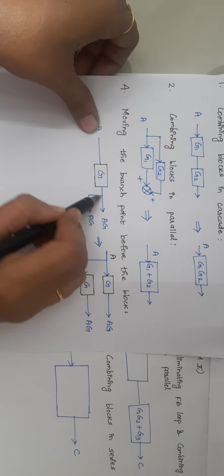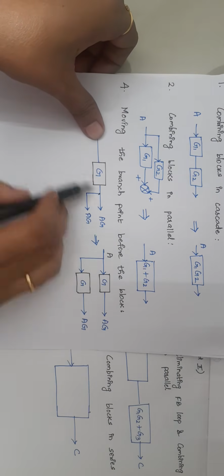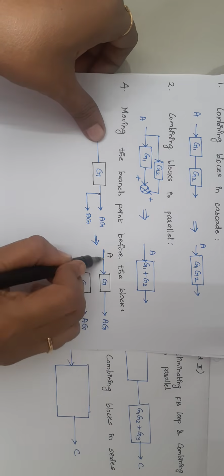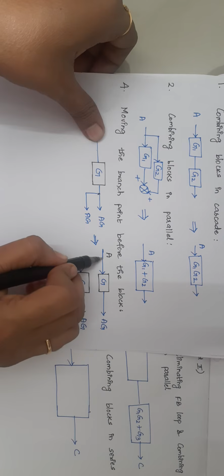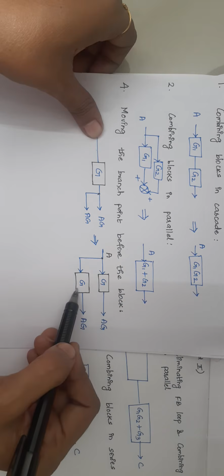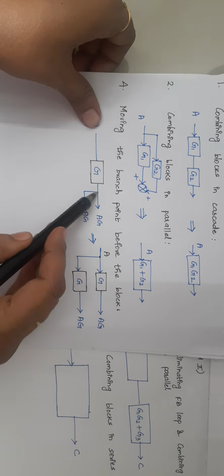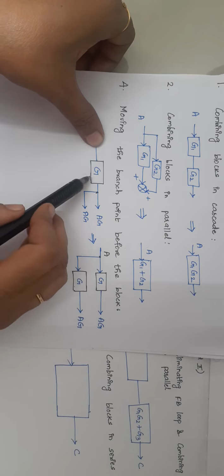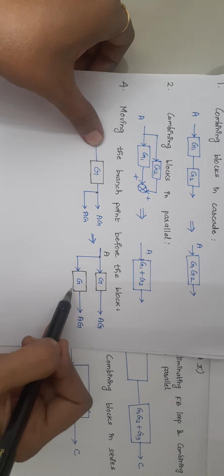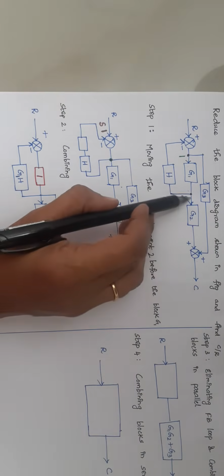Here, this is your branch point. I am going to move this branch point in front, that is, from here to here. Whenever a branch point is moved in front of a block, you have to include an element, the same element, in this branch. So here this branch point is moved in front of the block G, and I have included the same G in this branch, right? That's it.